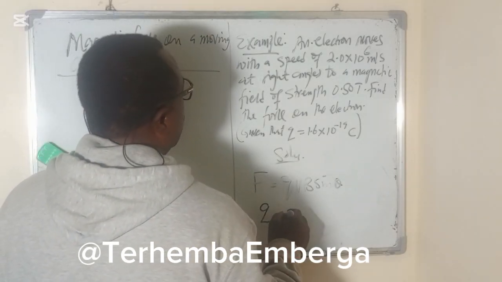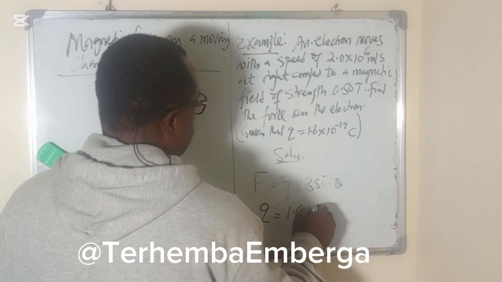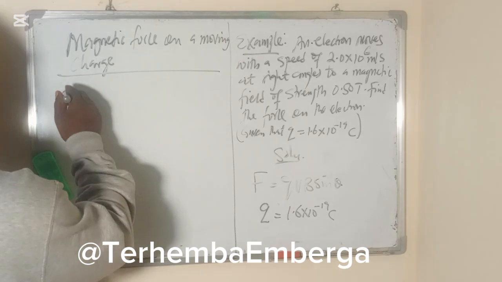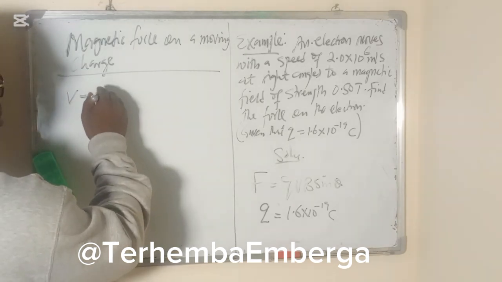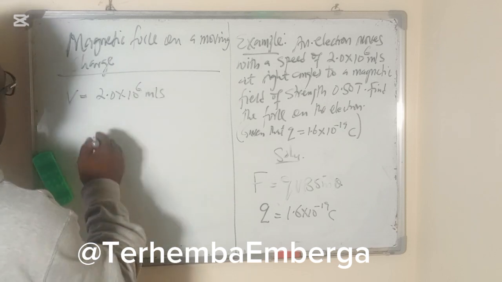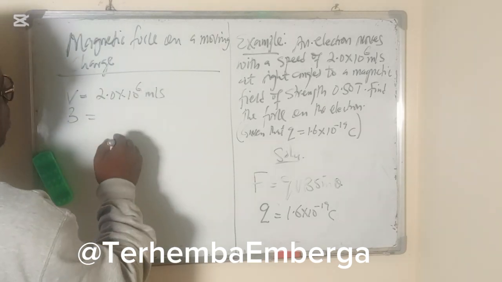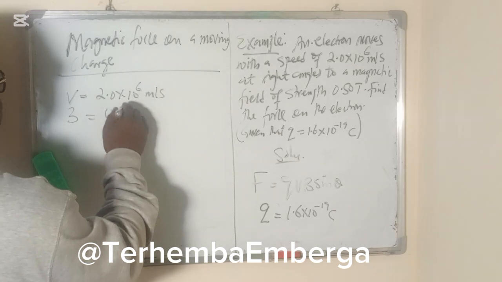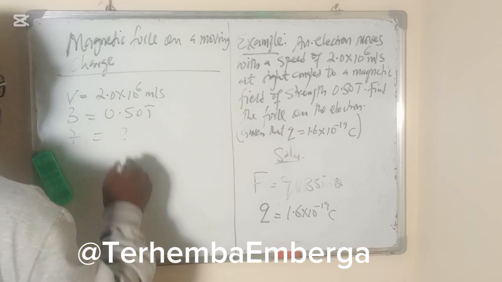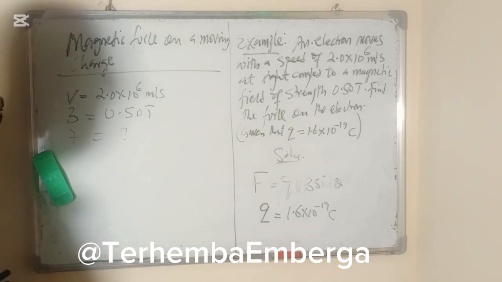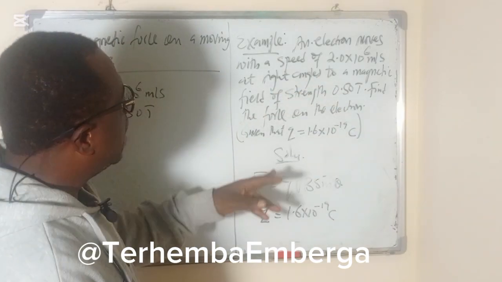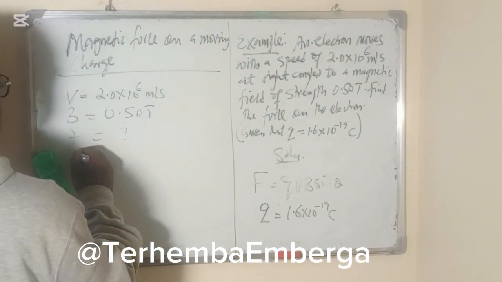So at this point, we now say that Q is equal to 1.6 times 10 raised to power minus 19 coulomb, and then the V is given as 2.0 times 10 raised to power 6 meters per second. And then the magnetic field strength is given as 0.50 Tesla. So we can now calculate the force, at this point, let's say at right angles. So it means that theta is equal to 90 degrees.